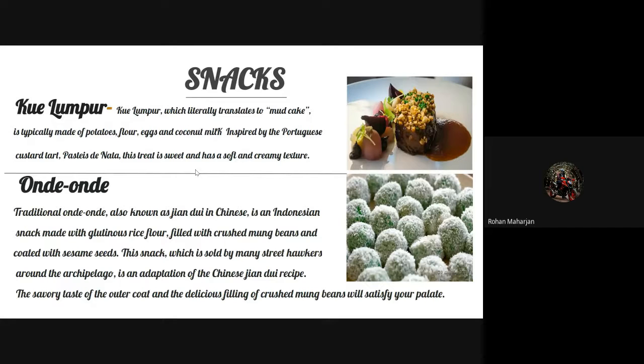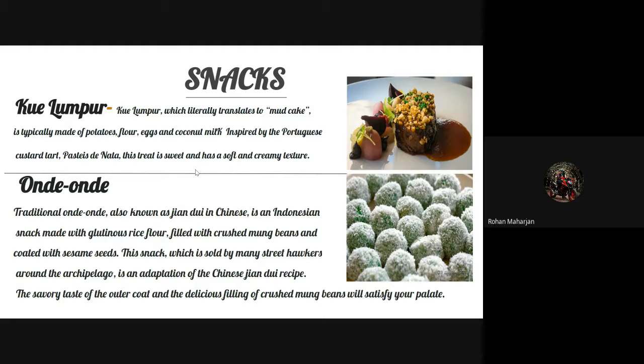We asked him to tell us something about the dishes, and he told us Kue Lumpur, which literally translates to mud cake, is typically made of potatoes, flour, eggs, and coconut milk, inspired by Portuguese custard tart pastries, the nata.